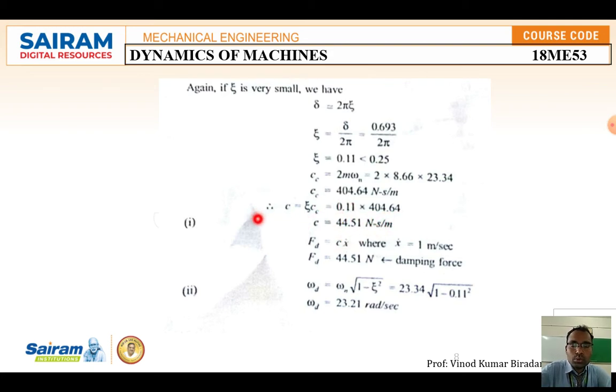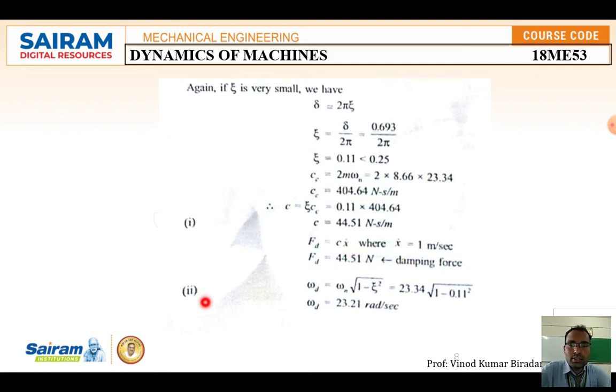So they are asking for the damping force. Damping force is equal to c into x dot. We already used this formula in the previous problem. Suppose the velocity is equal to 1 meter per second, then substitute here and you get the damping force is equal to 44.51 newton. So this is the damping force that the damper is going to withstand.